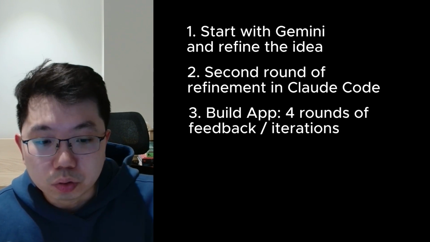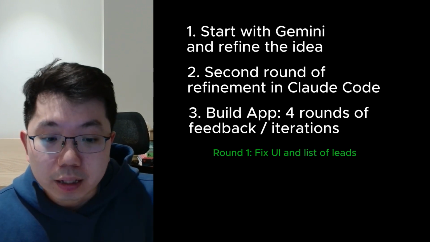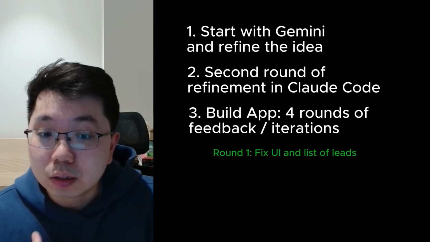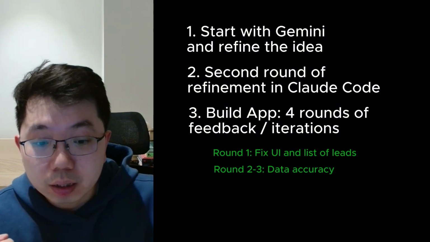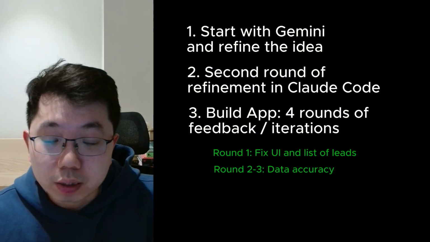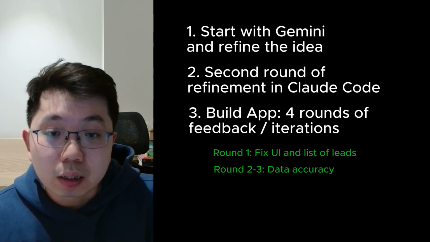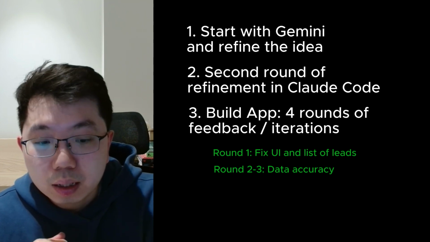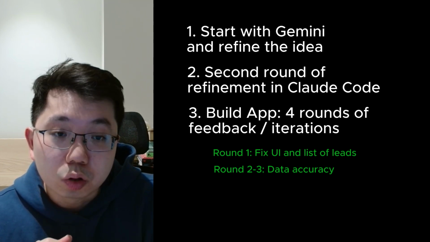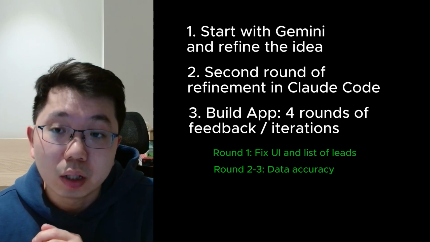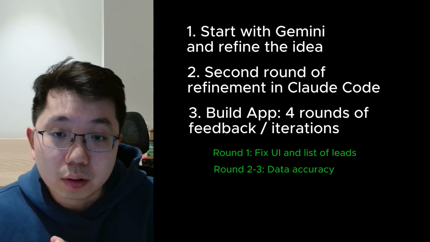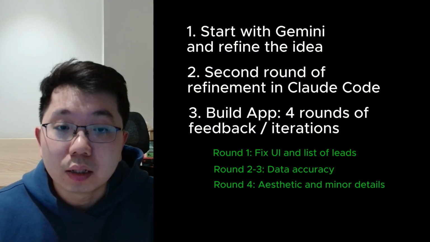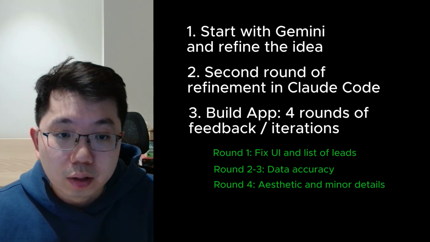The first round was after it gave me something that I could see. I still needed to get a lot of the foundations right. The UI wasn't how I expected, and the list of leads wasn't presenting how I wanted, so I had to improve that. The second and third rounds were more about data accuracy. Some of the data wasn't pulling correctly from the API I was using, URA's API, and a lot of the data wasn't helpful, so I had to refine and filter it out. The last round of iterations was mostly aesthetic, making sure the minor details and usability felt good.